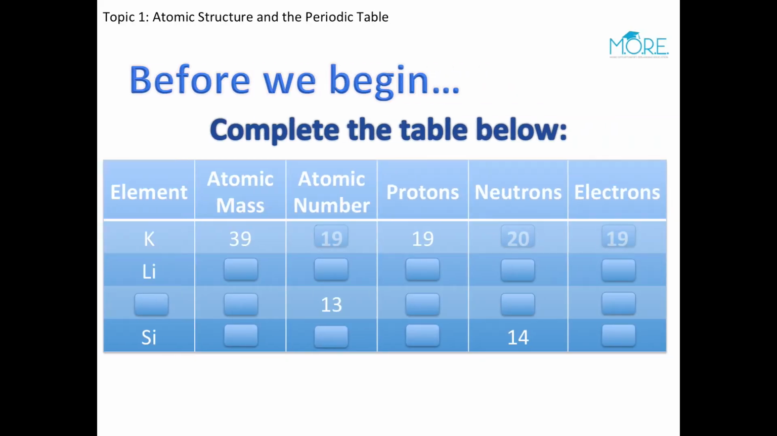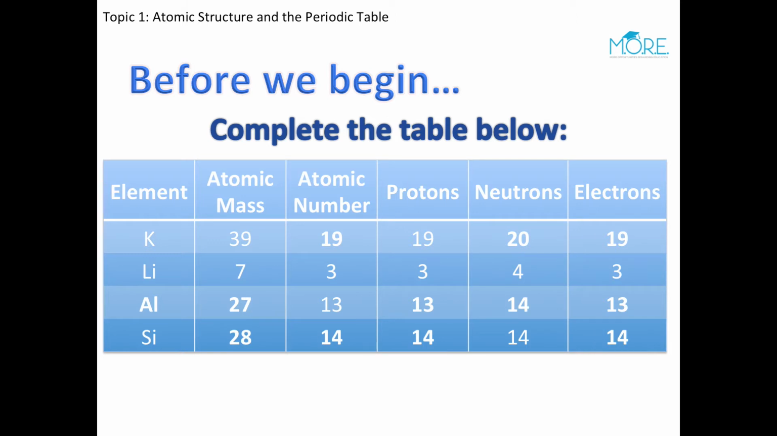So for potassium, atomic number is 19, neutrons 20, electrons 19. Lithium, atomic mass is 7, atomic number 3, protons 3, neutrons 4 and electrons 3. Aluminium, atomic mass 27, protons 13, neutrons 14 and electrons 13. And finally silicon, the atomic mass was 28, atomic number 14, protons 14 and electrons 14.